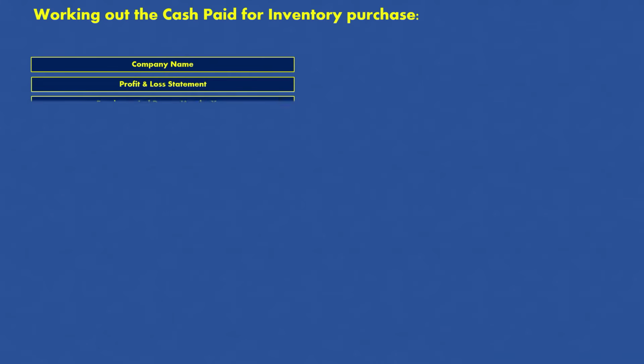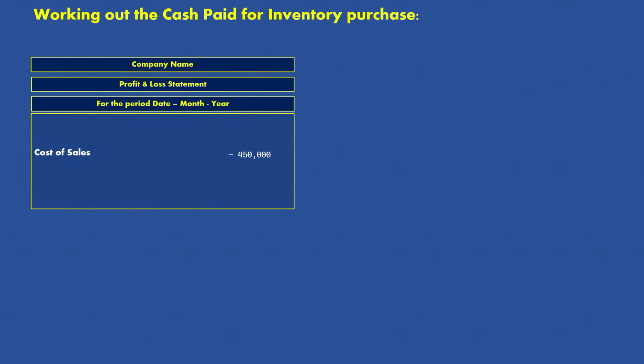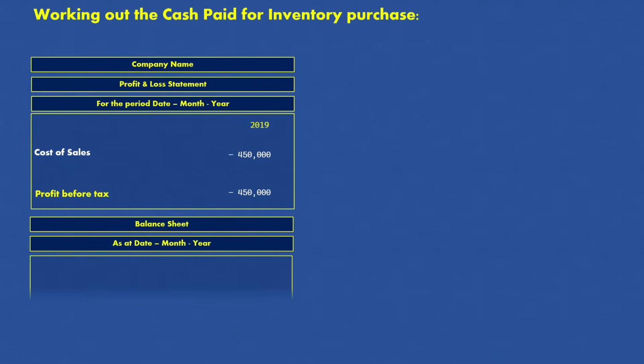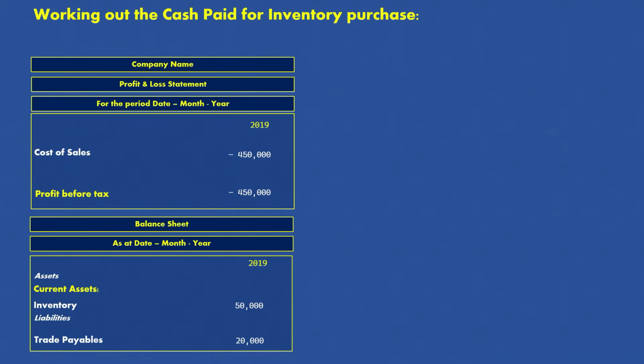So let us look at the profit and loss statement, and here you can see we have a cost of sales of $450,000, and this is profit before tax. And by the way, just to recall, this 2019 is our first year of business. And then if we talk about the balance sheet, here we have inventory in the current assets, that is $50,000, and then we also have trade payables in the liabilities part, which is $20,000.